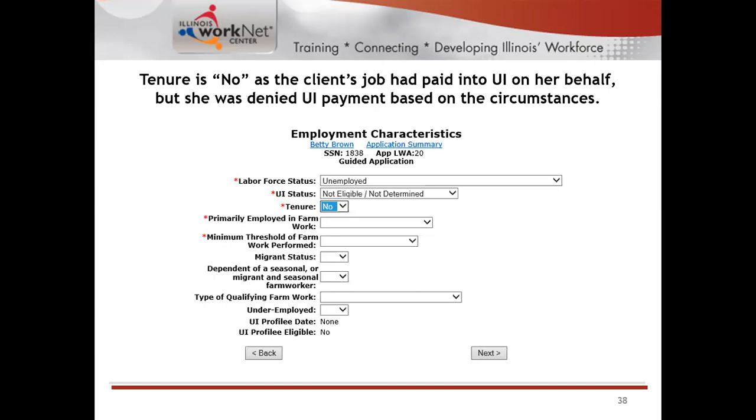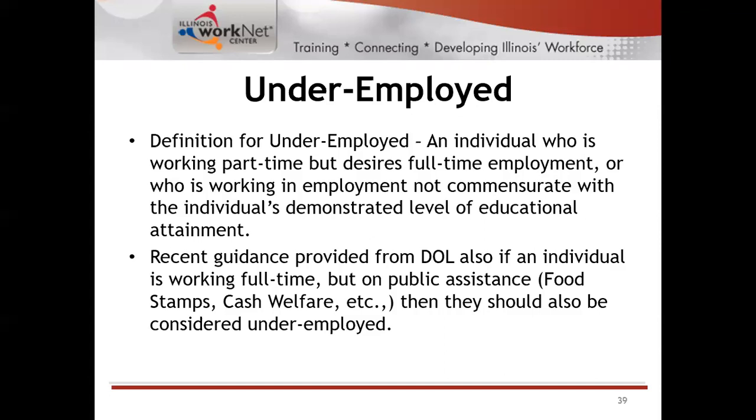And then some of the other questions down towards the bottom, underemployed. This question of underemployed on this screen doesn't have eligibility criteria tied to it, but there is criteria in the alternative eligibility that's tied to underemployed, and we'll speak about those questions in a moment. The definition for underemployed, and this is relevant to understand, is an individual who is working part-time but desires full-time employment, or who is working in employment not commensurate with the individual's demonstrated level of educational attainment.